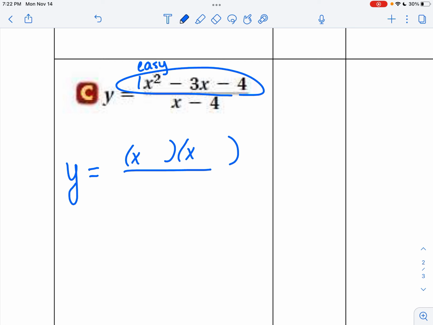All right. Did you figure out your numbers yet? It's negative 4 and positive 1. That was really good. Do you see something? Yeah, x minus 4.